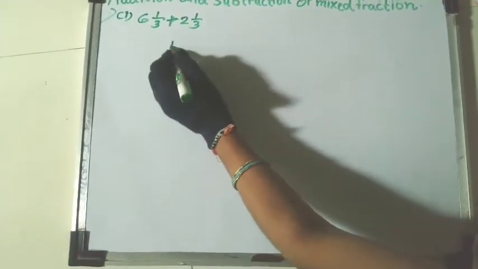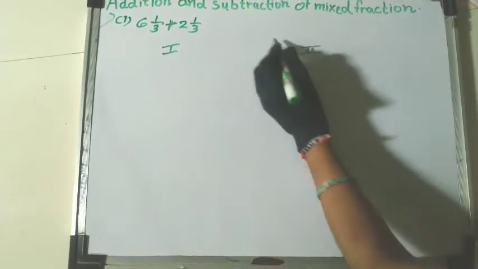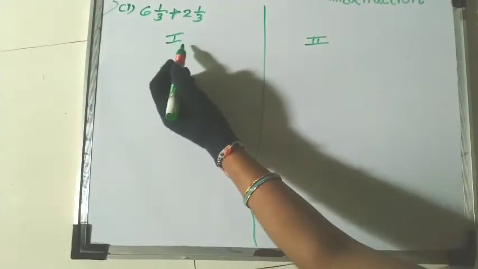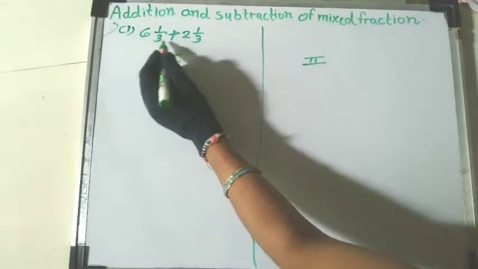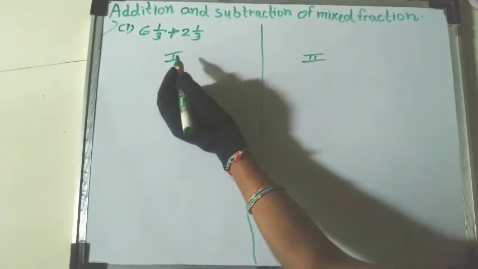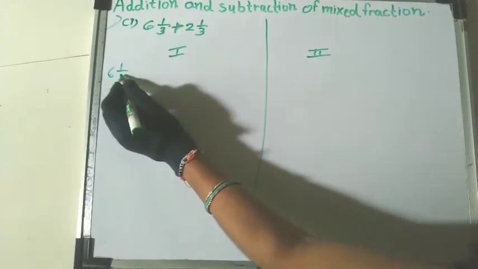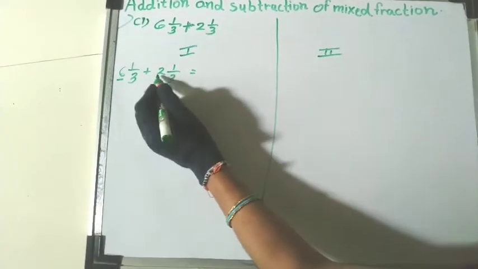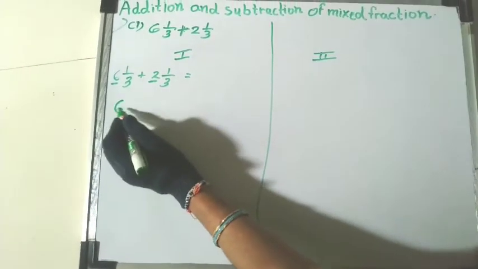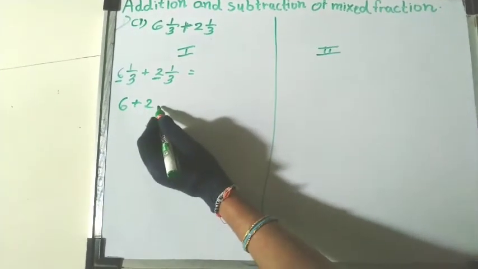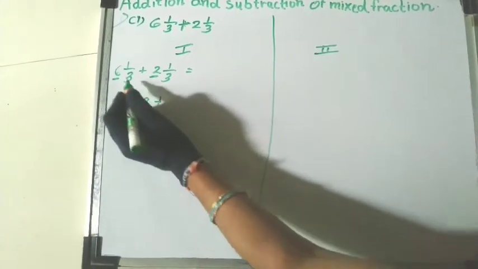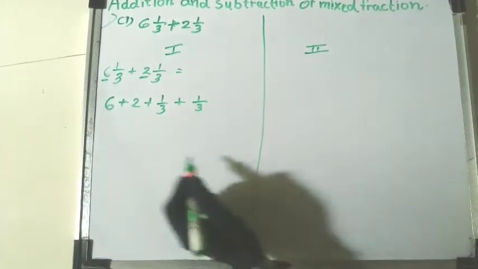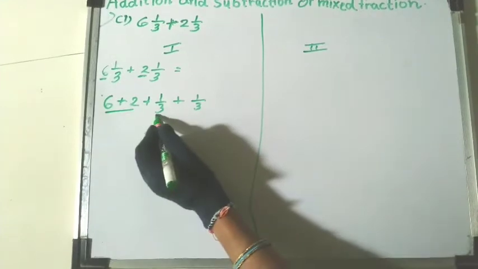Here there are two methods, method 1 and method 2. As you wish, whichever you find easy, you can solve it that way. Method number 1: 6 and 1 by 3 plus 2 and 1 by 3. At first, write 6 and 1 by 3 plus 2 and 1 by 3 equal to. Take the whole numbers 6 plus 2 to one side, and the fractions 1 by 3 and 1 by 3 to the other side. Here add this, and add this.